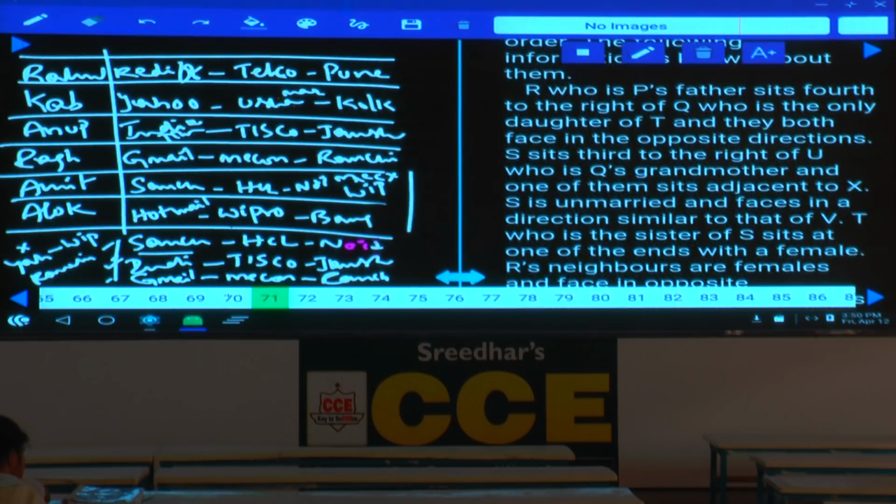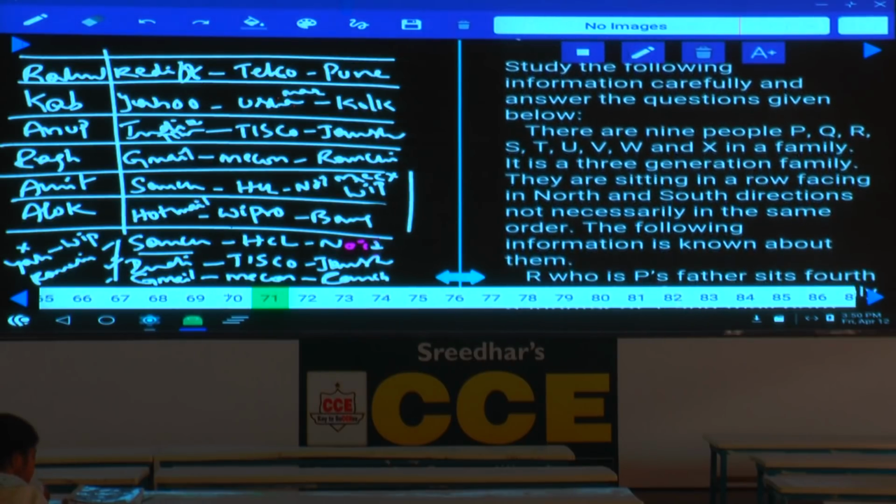Now question number 71 to 75, what is the information here? There are 9 people, P, Q, R, S, T, U, V, W, and X in a family, and it is a 3-generation family, and they are sitting in a row facing north and south directions. Seating arrangement, north and south is given. At the same time, these 9 persons are related to a family, isn't it?